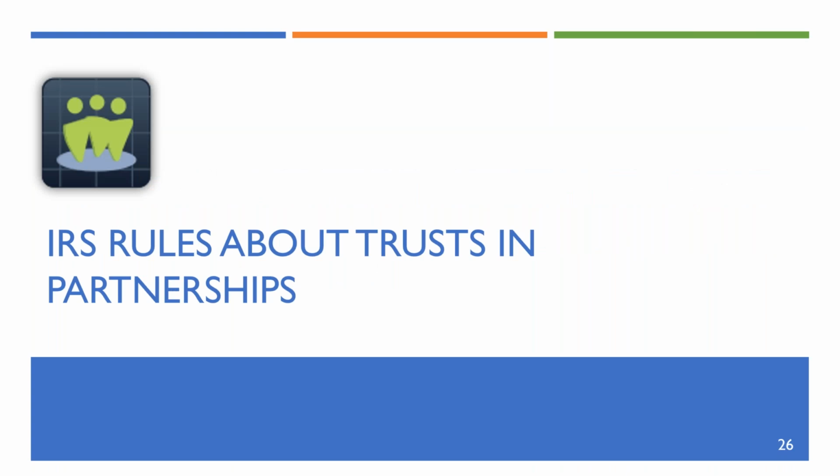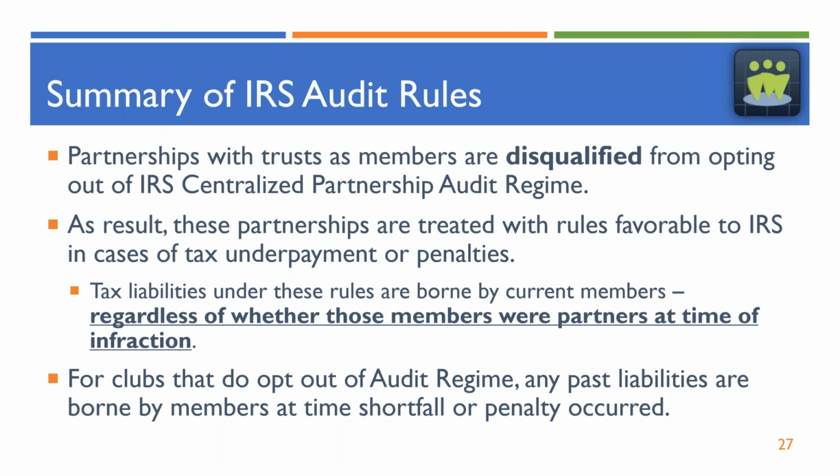So what are the rules about trusts for audits in partnerships? As part of the centralized partnership audit regime, one of the qualifications is all of the partners have to be eligible partners, and there is a list of who is an eligible partner and a list of who is not. And in the list of who is not an eligible partner are trusts. So you cannot opt out of the centralized partnership audit regime if you have a trust as a partner.